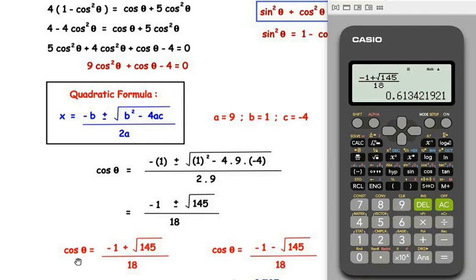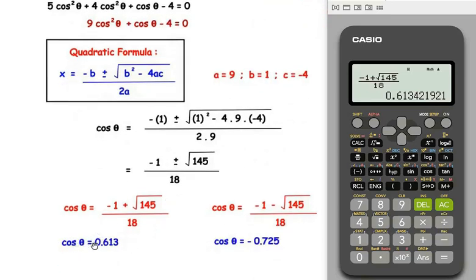So here basically we got two values for cos theta. One is minus 1 plus square root of 145 over 18. And the second value is minus 1 minus square root of 145 over 18. Now let us get these values in decimals. So the first value of cos theta with a positive sign gives us 0.6134. Now let us take the value to 3 decimal places. So here we have written cos theta is equal to 0.613. And the second value with the negative sign, again rounding it to 3 decimal places, we have considered here cos theta is equal to negative 0.725.